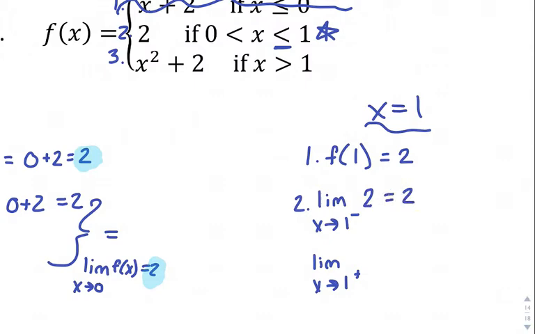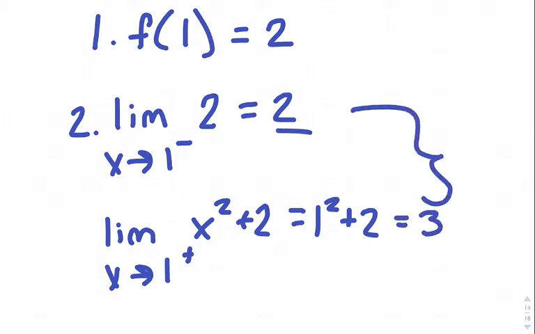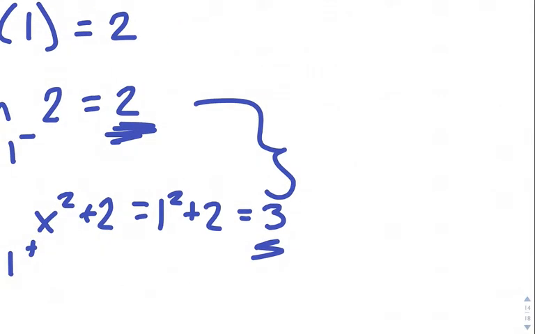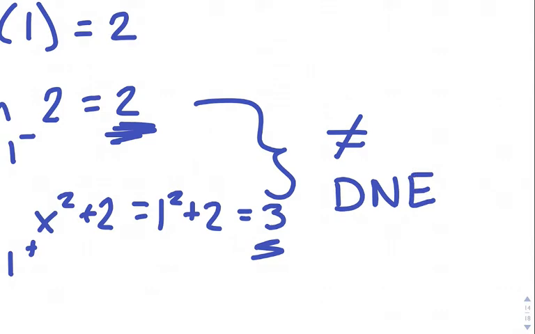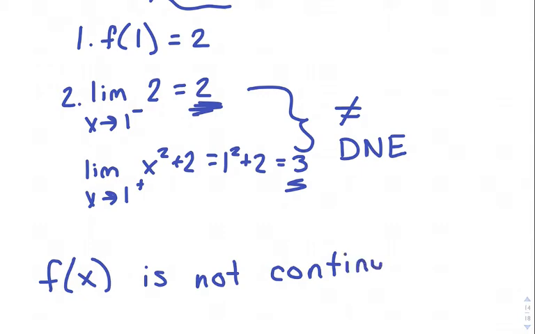From the right side, I'm looking for any number that's greater than 1. So that would be my third equation, which is x squared plus 2. I'm going to plug in 1 there. 1 squared is 1, and 1 plus 2 gives me 3. Notice how 2 and 3 are not the same number, so they're not equal. Therefore, that limit does not exist, and if the limit does not exist, then f of x is not continuous at x equals 1.